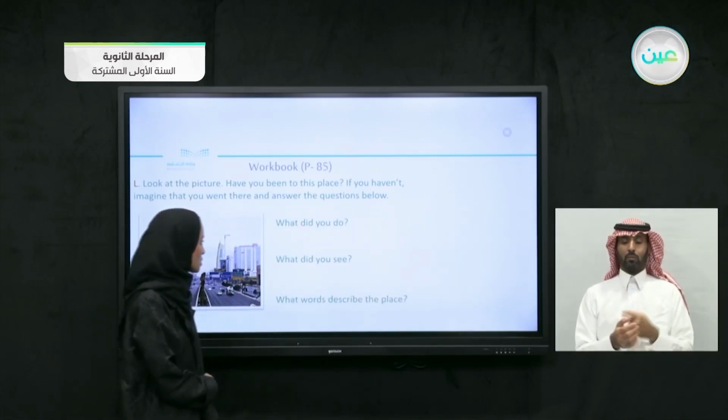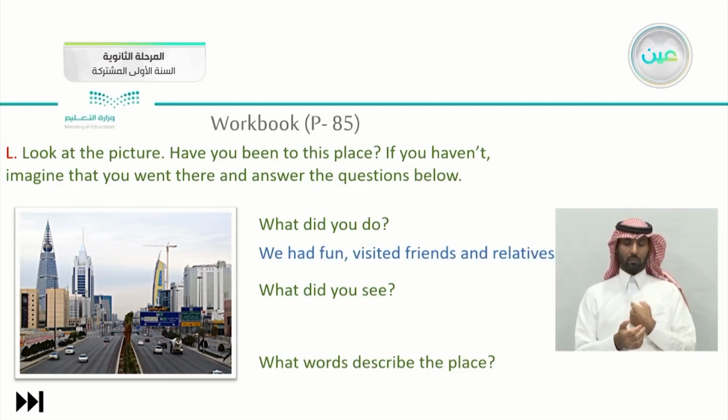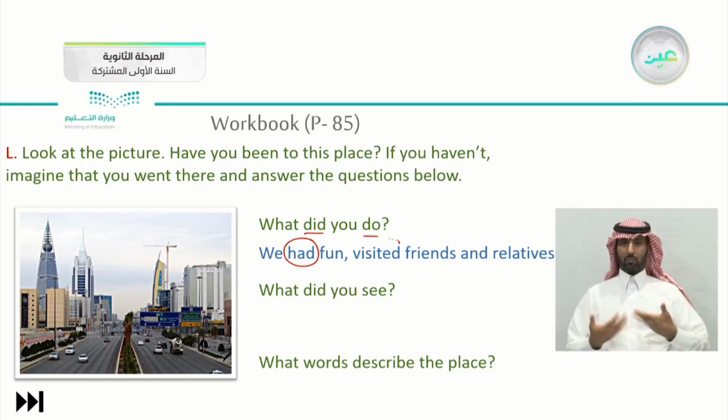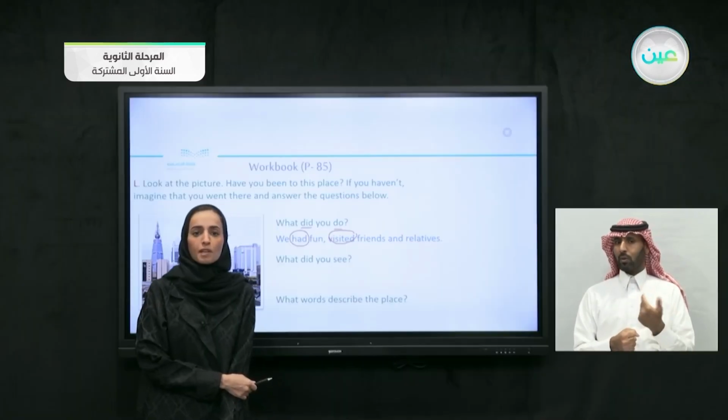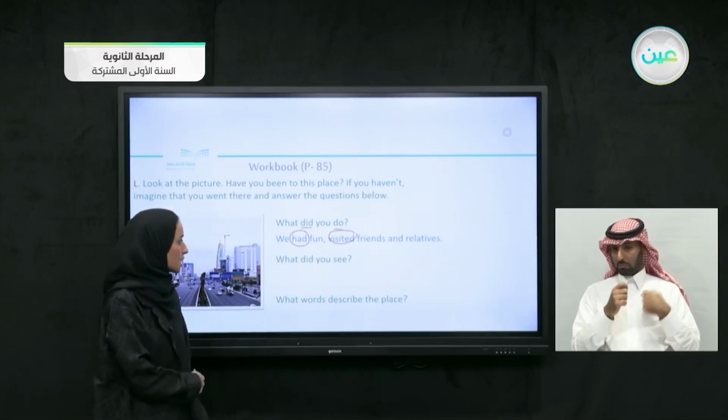Let's continue with the questions. What did you do? Things that you have done, activities. For me, I will say that we had fun, visited friends and relatives. Did, and this is the action. We had fun, we visited relatives and friends. We did certain things. How about you? I went shopping. I watched a movie. What did you see in Riyadh?